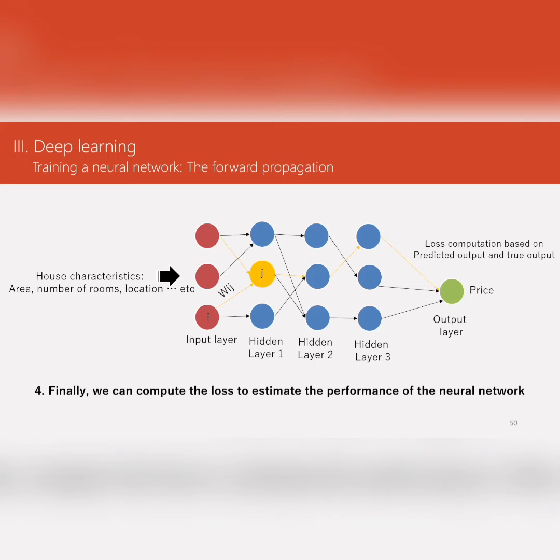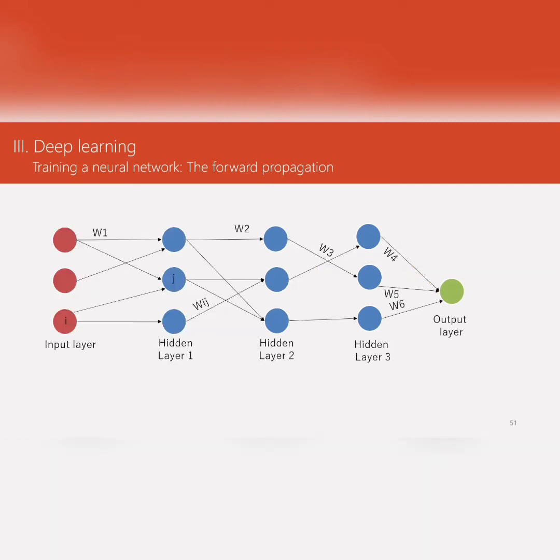So assuming that the learning is supervised, the loss can be computed based on the difference between the correct output and the predicted output. And at this stage, it is time to start moving backwards. So we are going to do the backward propagation.